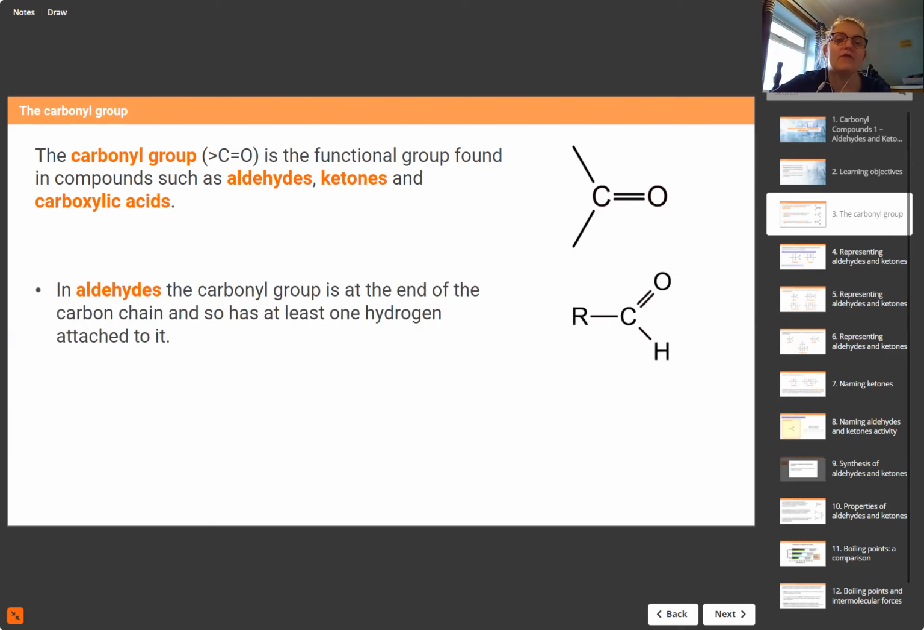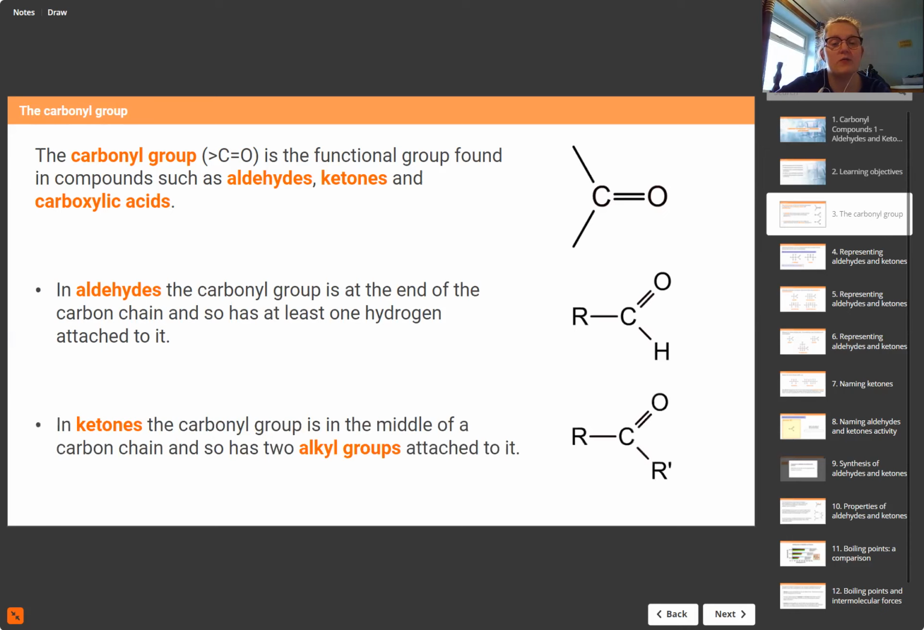In aldehydes, we always find the carbonyl group at the end of the carbon chain, so it has at least one hydrogen attached to it, whereas in ketones, a carbonyl group is always in the middle of a carbon chain, and so it has two alkyl groups attached to it. And so that is the key difference between aldehyde and ketone, just that positioning of the carbonyl group. Aldehyde at the end of the carbon chain, and in ketones in the middle.